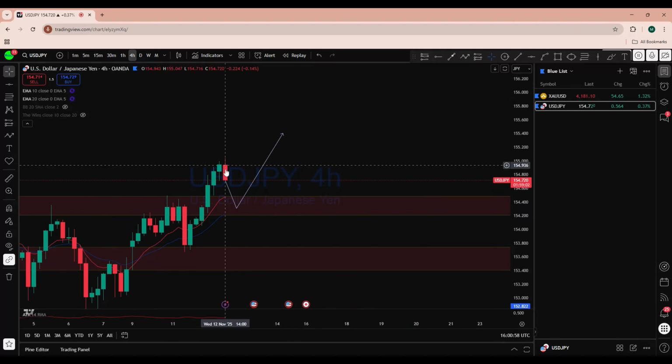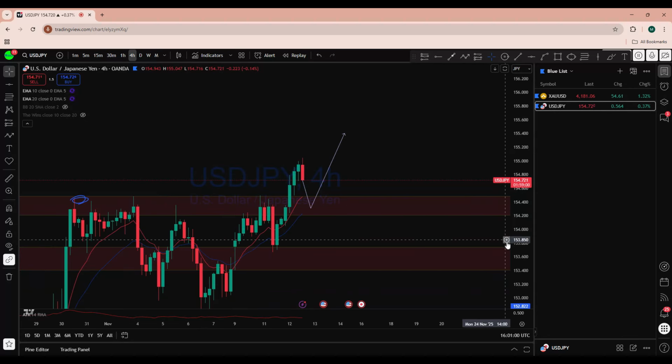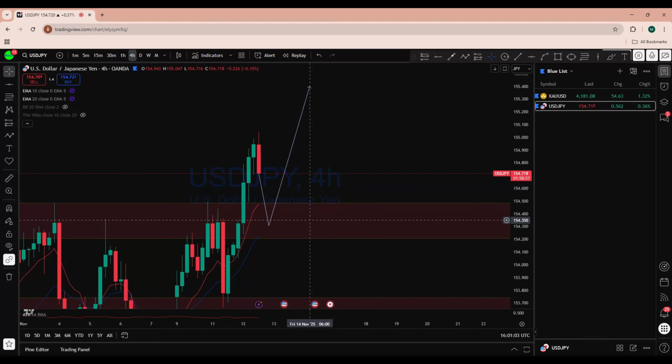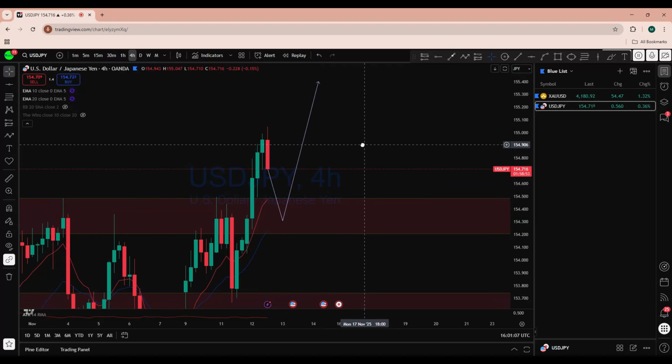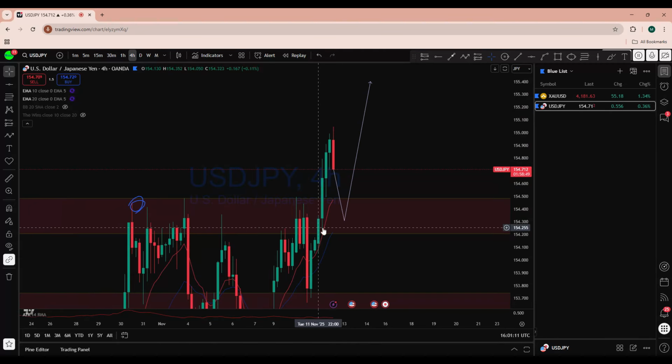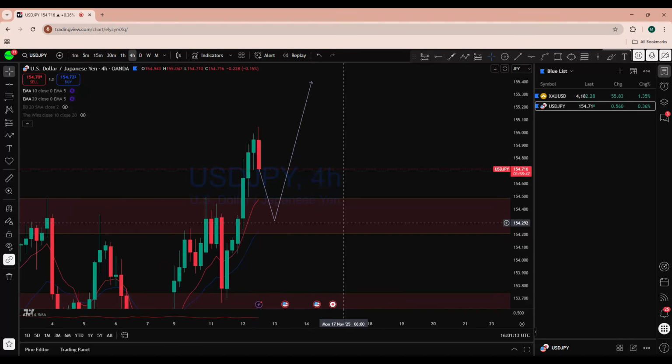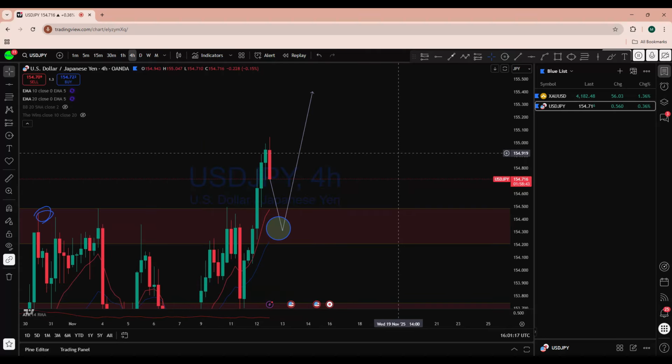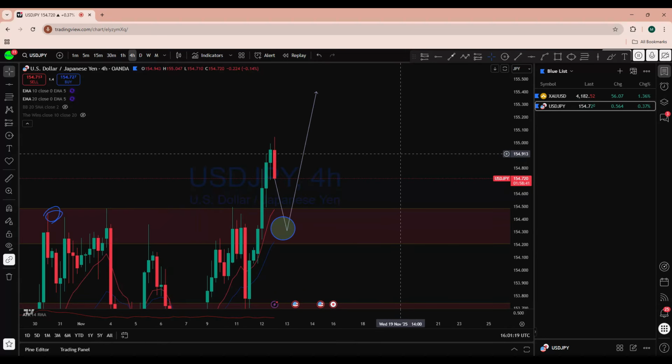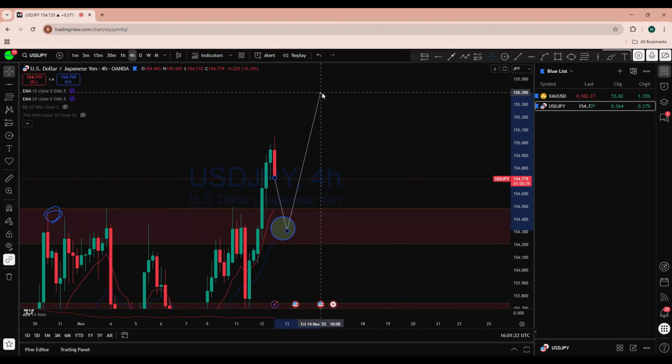Now with a break below that, we can expect one single move down, and that can give an entry opportunity. If we look at this 4 hour price action straight dropping back to this support level, we can expect the market to continue to rise back again in the direction of the trend.